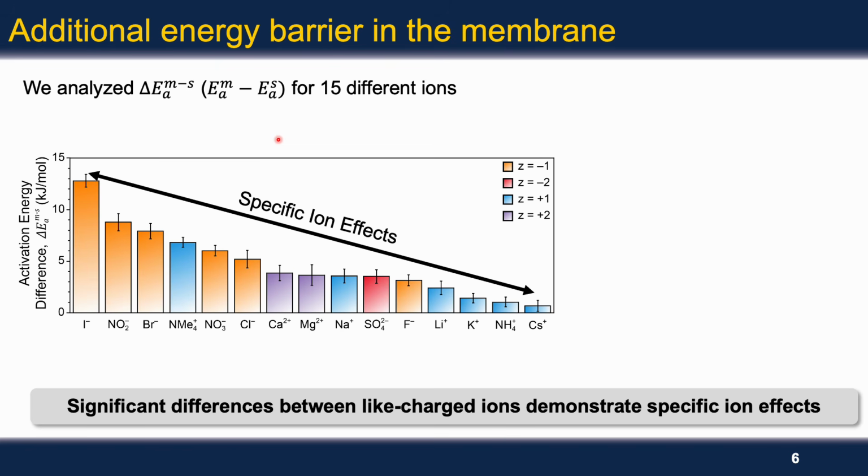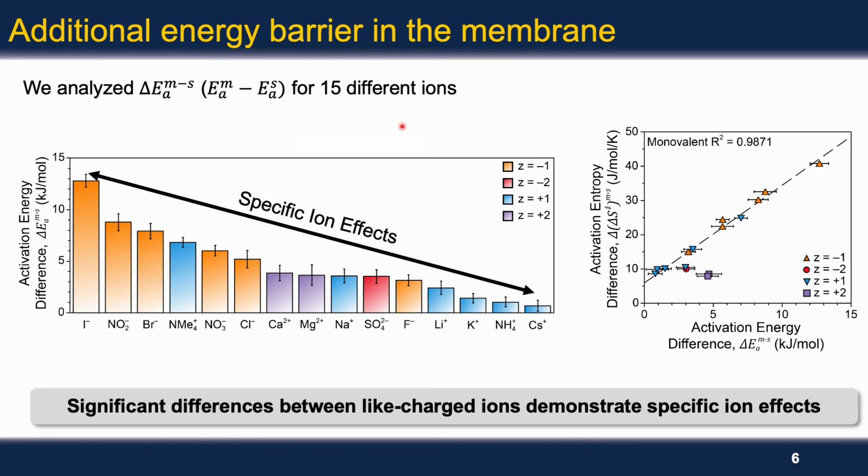Now we can also look at the activation entropy of diffusion, and we found that there's a very strong correlation between the activation entropy and activation energy, and this is quite often observed when transport results are analyzed within this framework. It's often called the compensation effect. What this means is that if you understand the activation energy differences, then you should be able to essentially predict the activation entropy differences. Because of this, we're mainly focusing on the discussion of activation energy differences in this particular study.